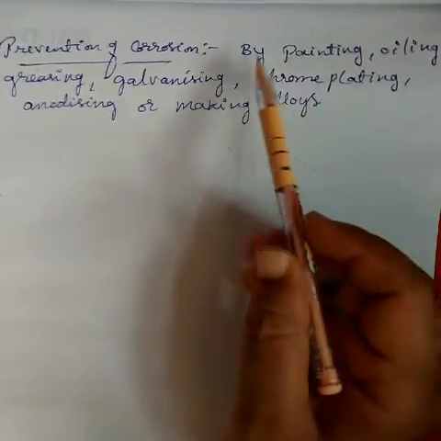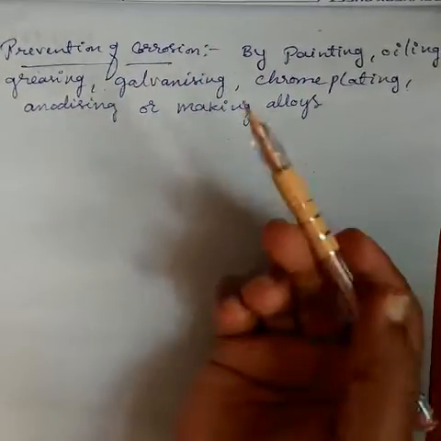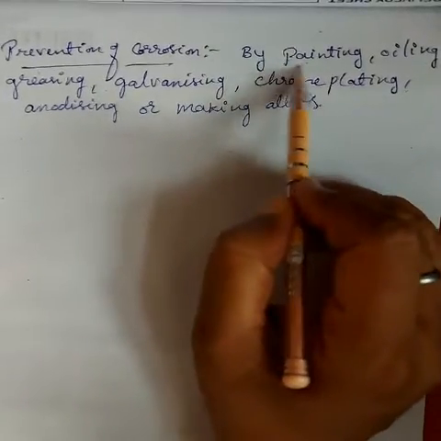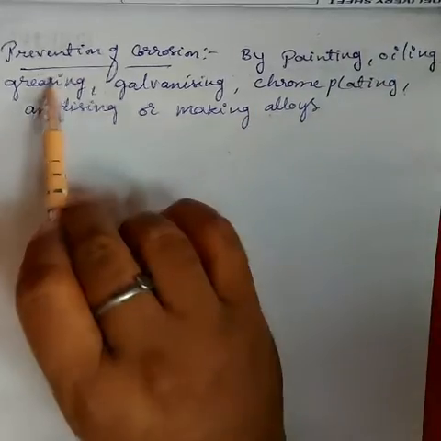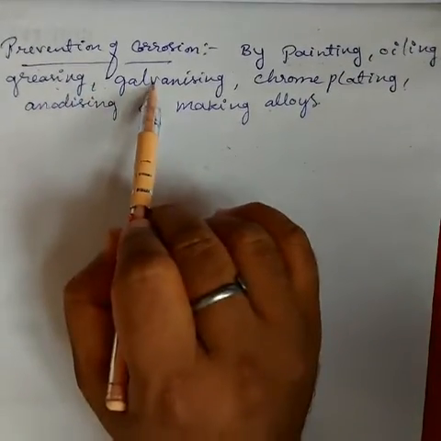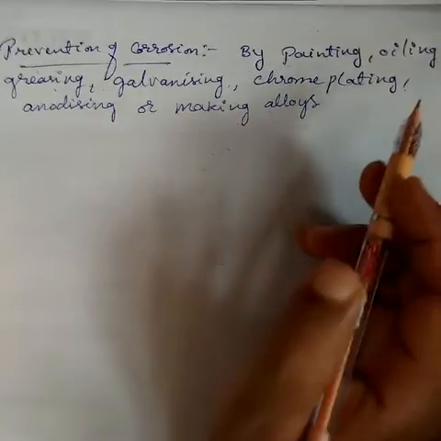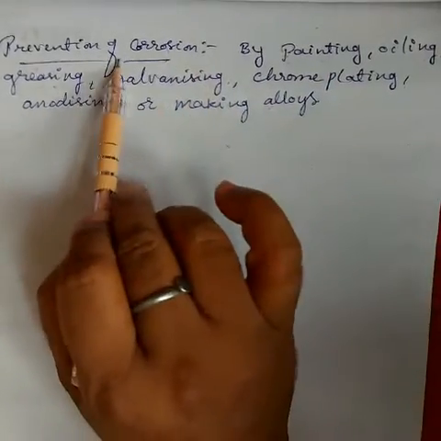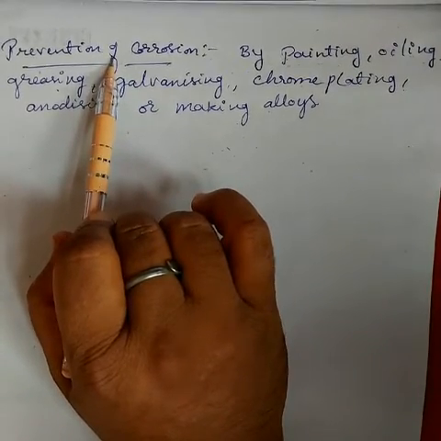Iron articles, to prevent rusting of iron, what we do is use painting, or oiling, or greasing, or galvanizing, chromium plating, or anodizing, or making alloys. By these methods we can prevent the corrosion of such metals.